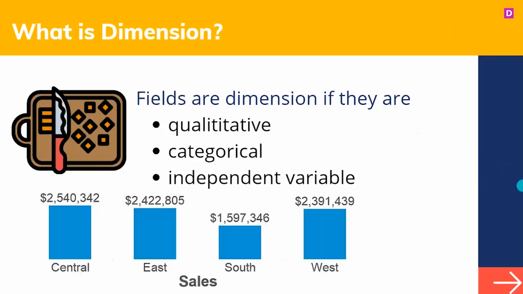So first of all, we will try to understand what a dimension is. As this picture which I have shown you, a dimension actually takes the form of slicing and dicing. So the dimension is simply what you call slice and dice. Why is it called slice and dice? We will try to understand that.